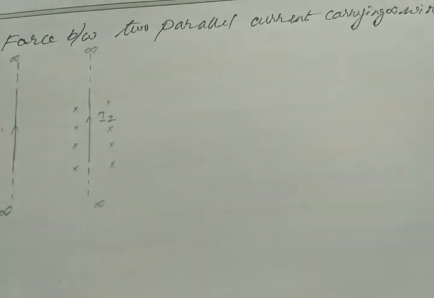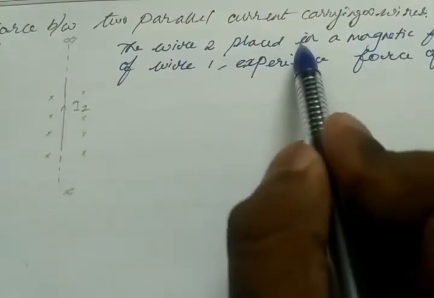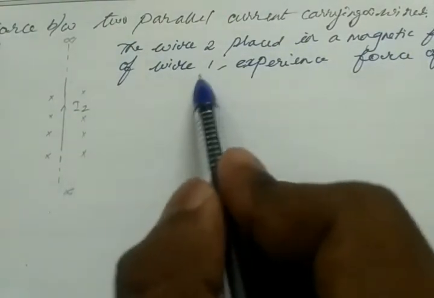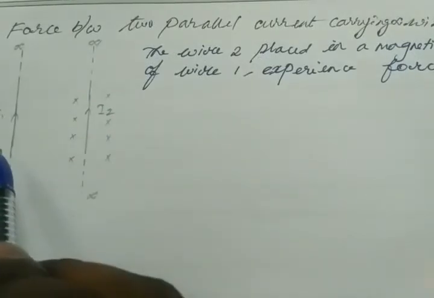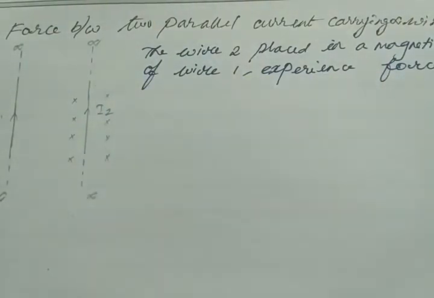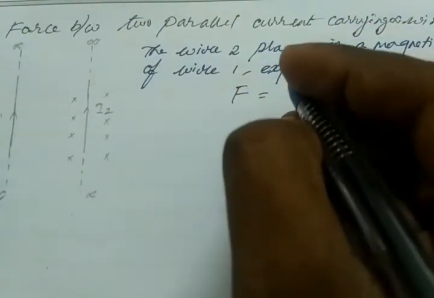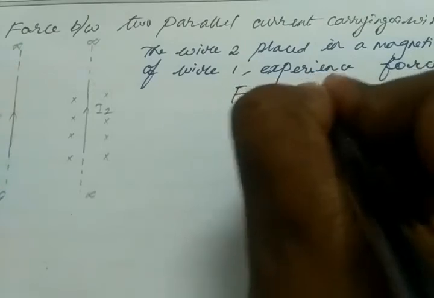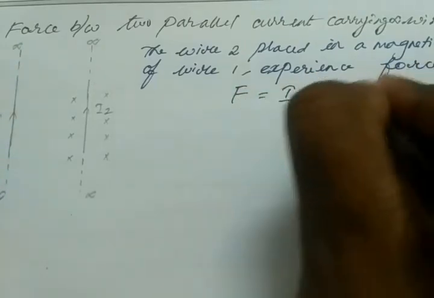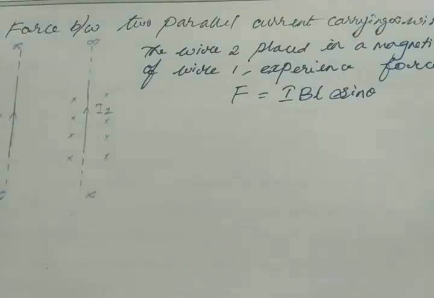Okay. So I can write the wire 2, this is my wire 2, placed in a magnetic field of wire 1. So this magnetic field produced by the wire 1, placed in a magnetic field of wire 1, will experience a force. So what is the force? Just now we studied, whenever a current carrying wire is placed in a magnetic field, it experiences a force F equal to IBL sin theta. Right?